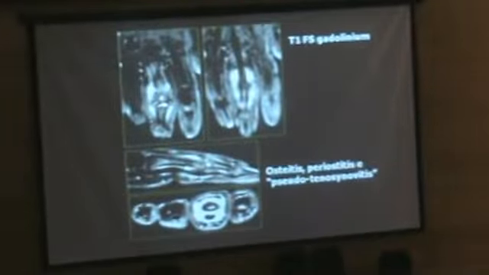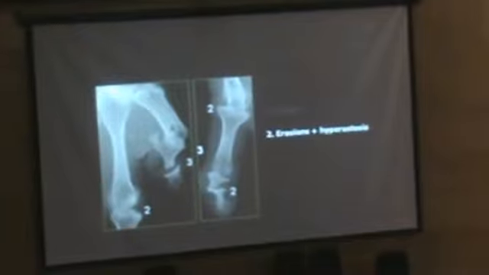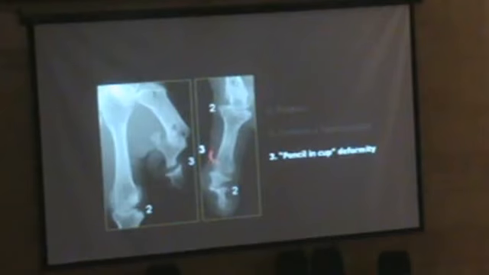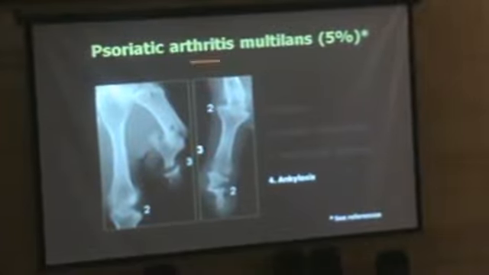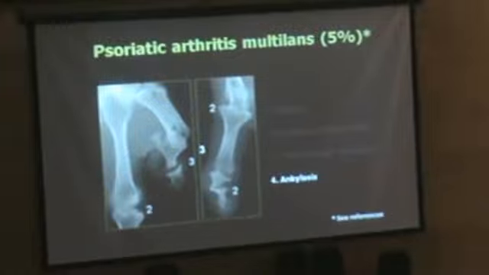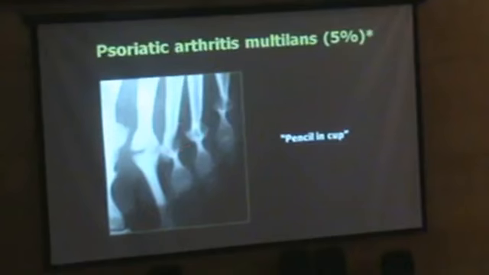I'll go through this example very quickly. Okay, this is another finding that we can see in psoriatic arthritis, which is especially in the mutilans form, which is this pencil in cup deformity that we see here. This is a very aggressive arthritis, and patients with psoriatic arthritis can have that. And of course, we can find as well ankylosis. So this is the psoriatic arthritis mutilans form. This is only 5% of subjects develop such arthritis. Again, this pencil in cup feature in this form of psoriatic arthritis.